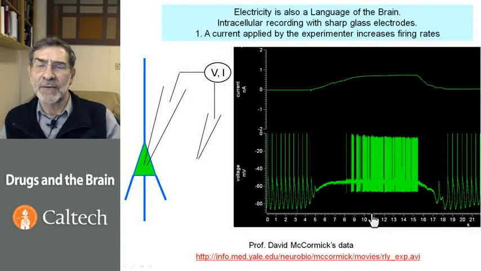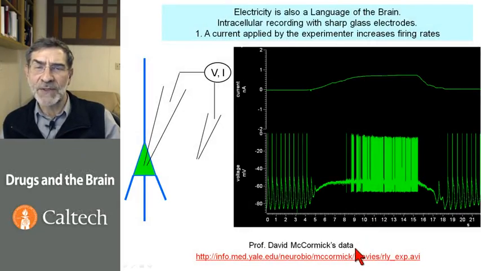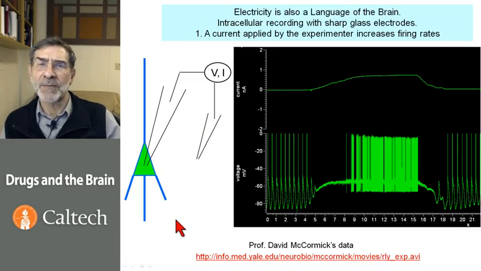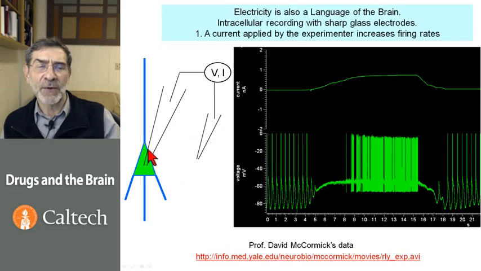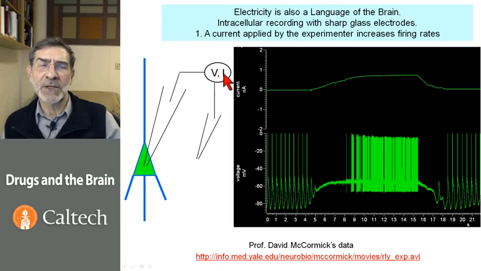Here is an experiment from my friend, Professor David McCormick at Yale. This is an experiment on an intact brain that has a microelectrode stuck into a neuron in that brain. This microelectrode is recording the difference between the intracellular and the extracellular solutions, and that's a voltage difference. David McCormick is also able to pass current, so V and I, through that same electrode. V is voltage, I is current.